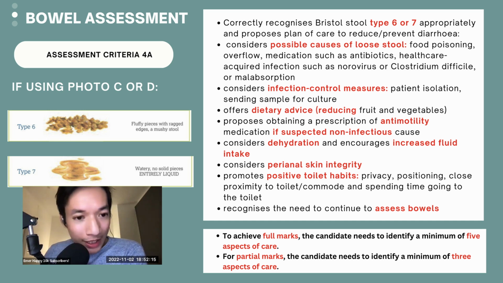I don't think I have an example for this one, but I hope you will remember the keywords for each answer: the possible cause of loose stool, your infection control measure, your dietary advice, dehydration and encouraging increased fluid intake, your perianal skin integrity, positive toilet habits, and assess the bowel. You don't need to memorize this word per word. You can reword it, you can paraphrase it. But of course, the main thought of the criteria should not change.